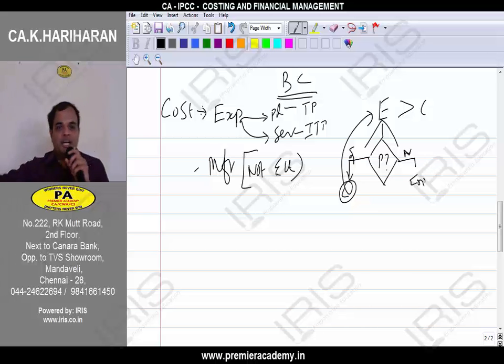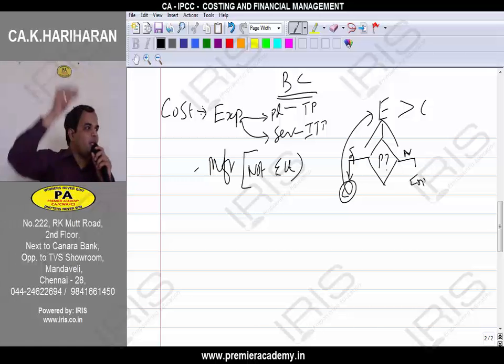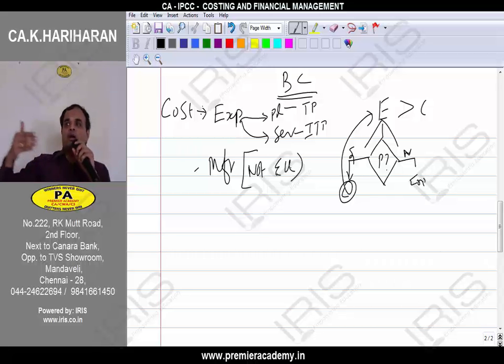Very good. How much have I invested? Total cost. How many units have I produced? Total cost divided by number of units is equal to cost per unit. So one of the techniques is: total cost divided by number of units is equal to cost per unit. The same technique may not be applicable for all industries.